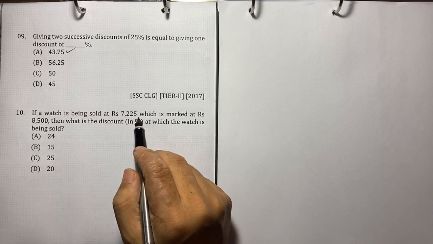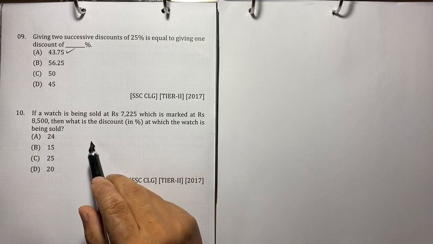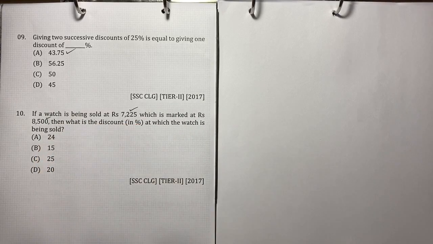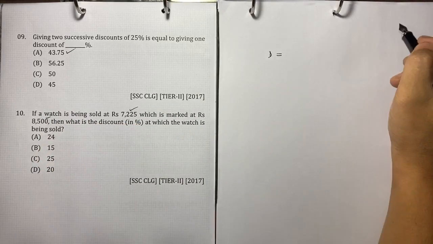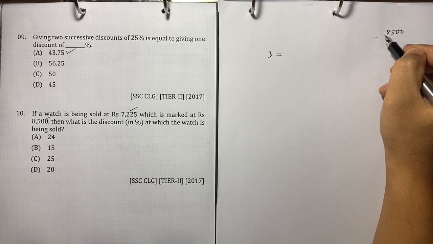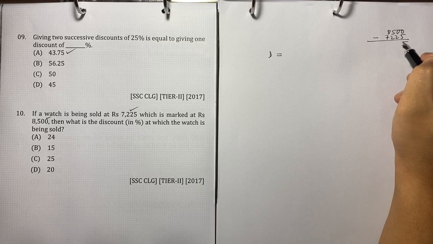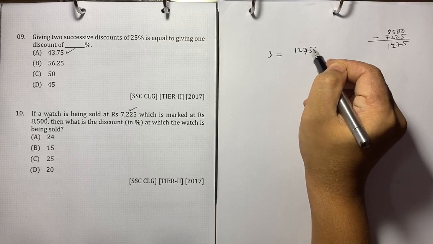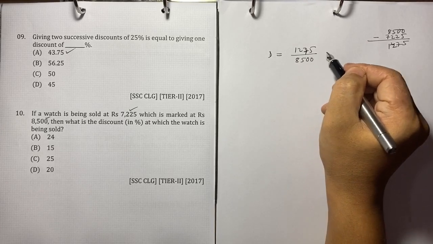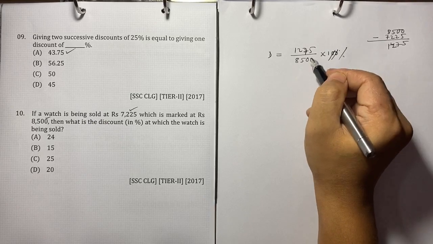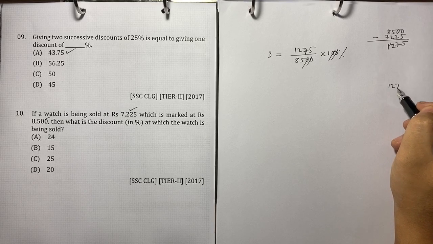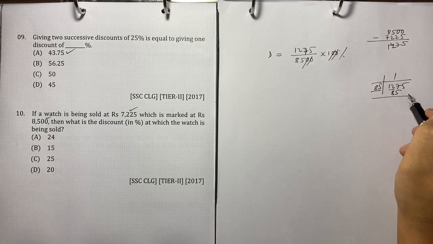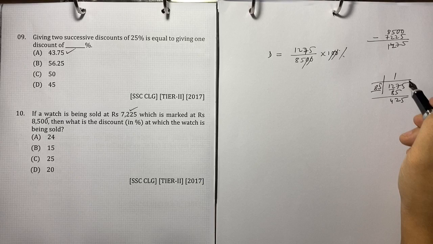If a watch is being sold at this price, which is the marked price, then what is the discount at which the watch is being sold? This is the selling price and this is the mark price. The discount is 8500 minus 7225, which is 1275. Discount percentage is 1275 divided by the mark price 8500 into 100%. Cancel, 1275 divided by 85, so the answer will be 15%.